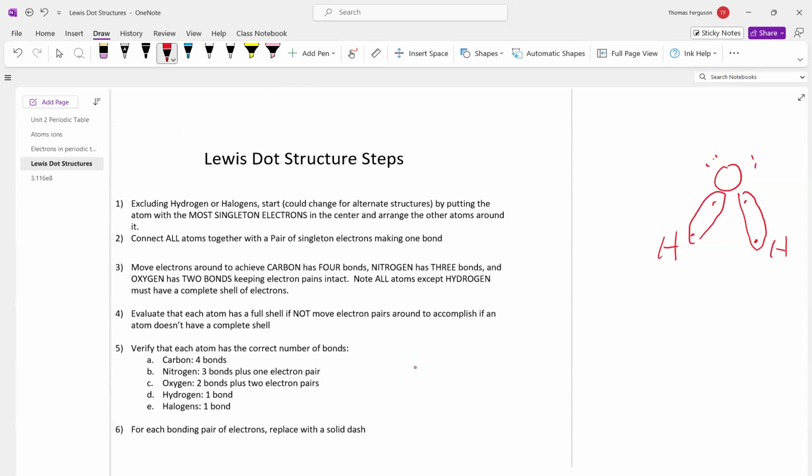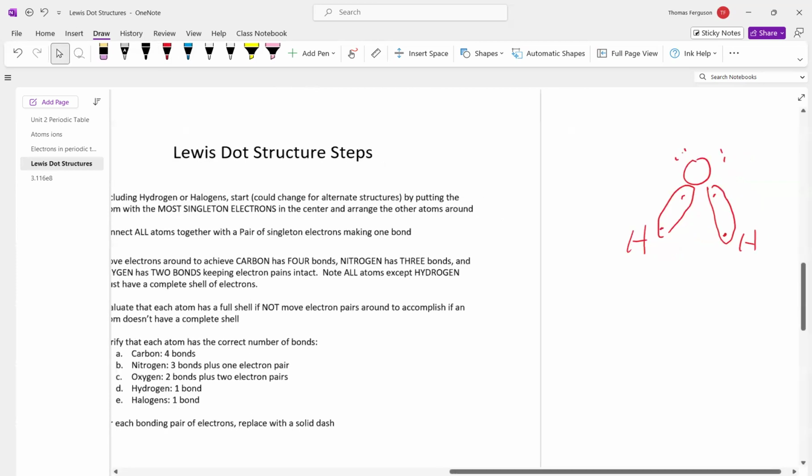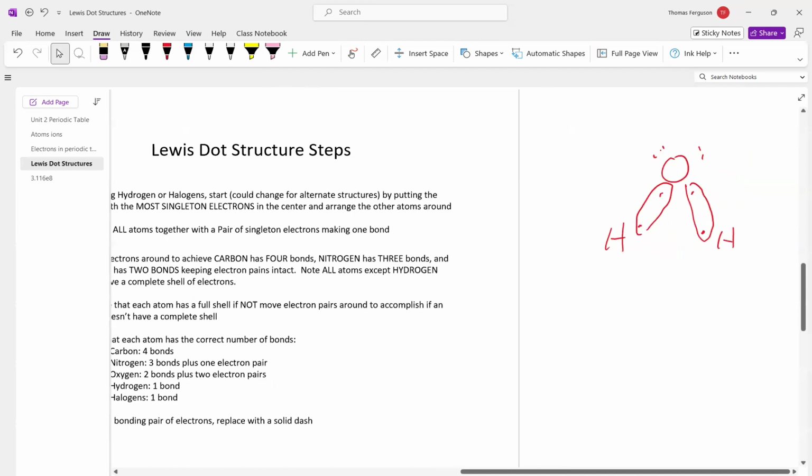Evaluate each atom as a full shell. If not, move electrons around so that it does. Okay, what's a full shell for oxygen? 8. Okay, does oxygen have 8? We've already shown that. 2, 4, 6, 8. Oxygen. Okay.